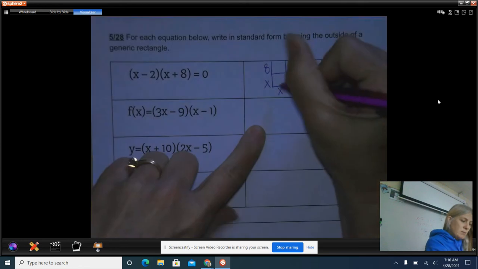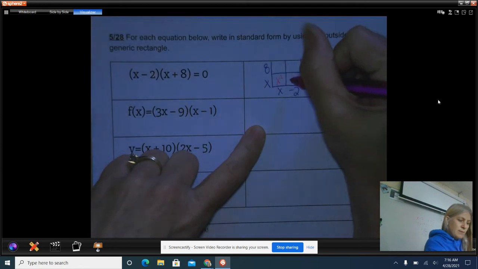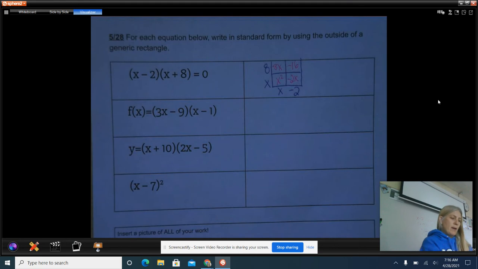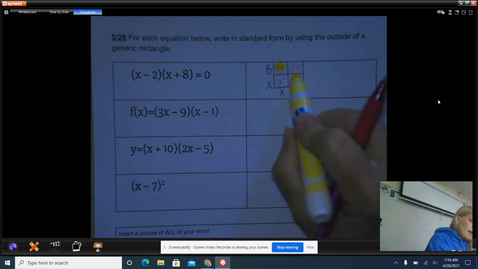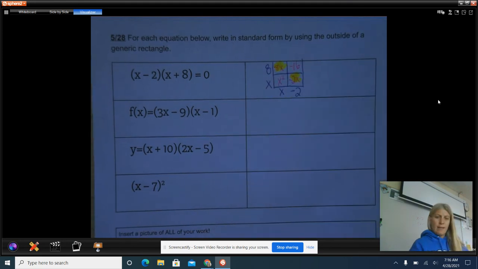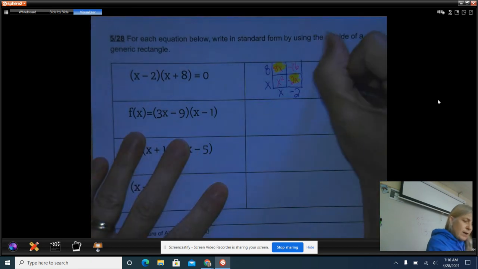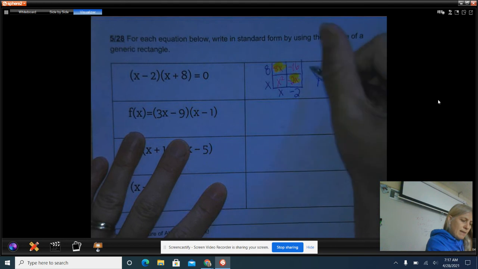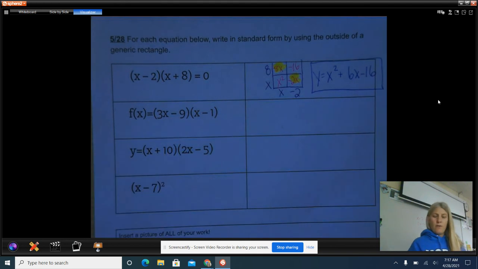X times x gives me x squared. X times -2 is -2x. 8 times x is 8x, and 8 times -2 is -16. Now we're going to finish up by combining like terms, and those are always going to be those two at that diagonal. And we have y is equal to x squared, 8x minus 2x is positive 6x minus 16. And that is our answer in standard form.